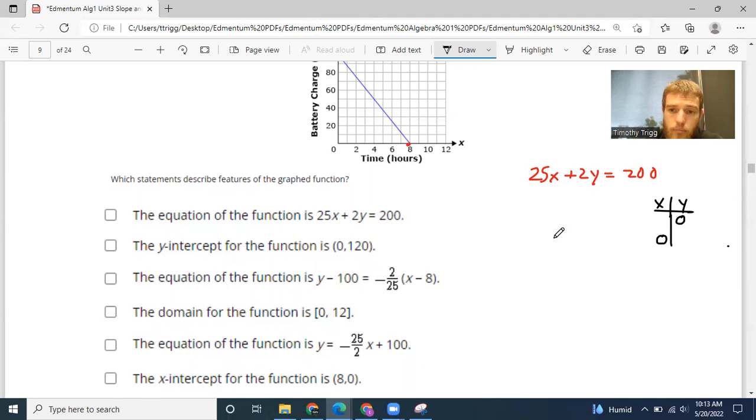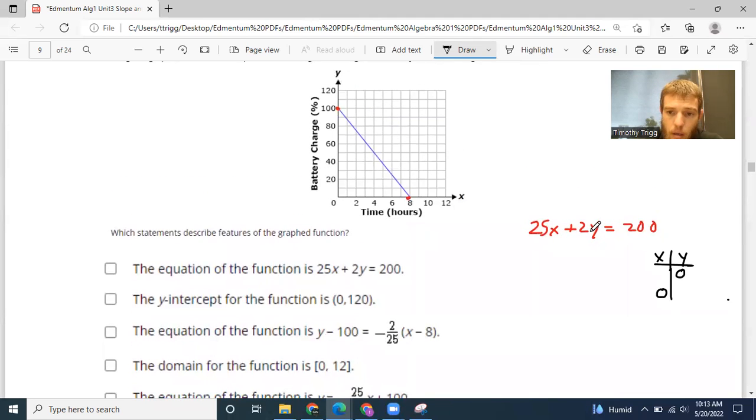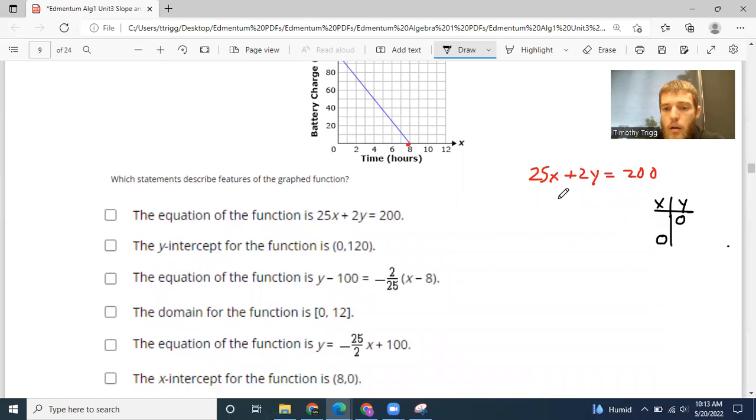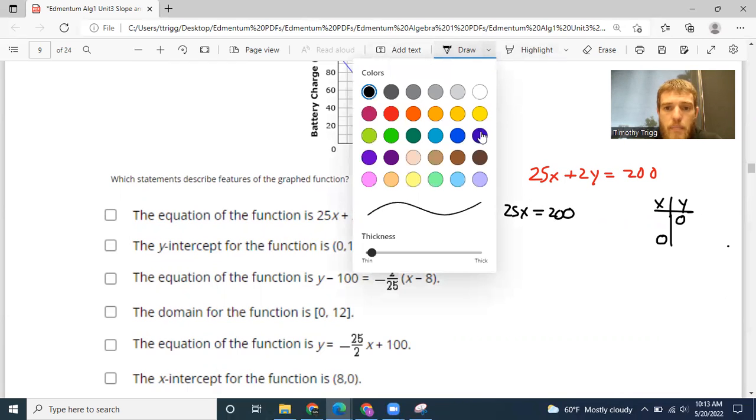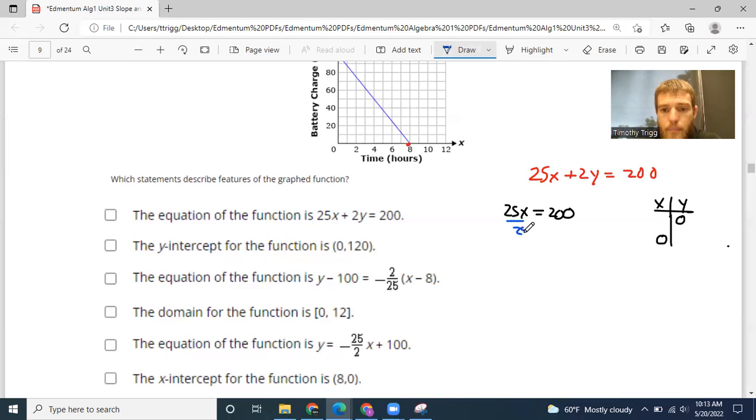Okay, so how do we do that? And we already know our y-intercept is 100, our x-intercept is 8. So let's see. If I replace y with 0, this would be 25x equals 200. Divide both sides by 25, giving us x equals 8. Okay, so 8 comma 0, so that seems correct to me.